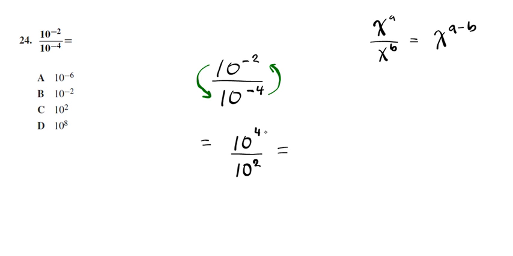Since 4 is bigger here, we're going to have 10. Since the bigger one is on top, we're going to go to the top, 10 to the 4, and we're going to subtract this power right here from the top. That's going to give us 10 to the 2nd power, 10 to the positive 2. So remember, always subtract the smaller power from the bigger power, and then you always stay where the bigger one is. So the answer to 24 is C.